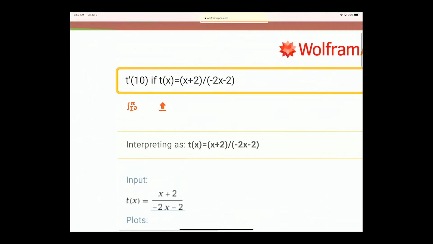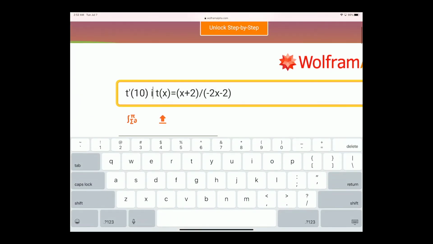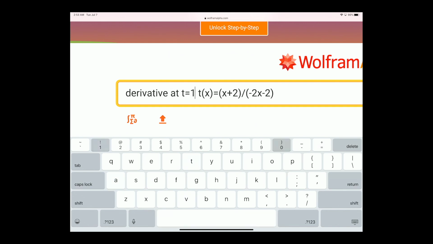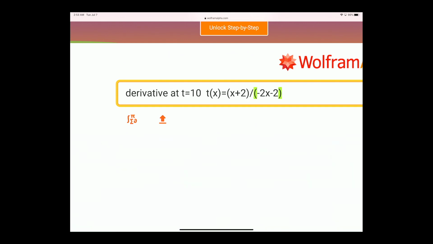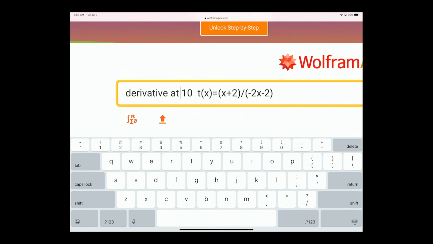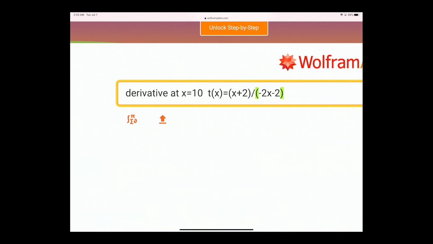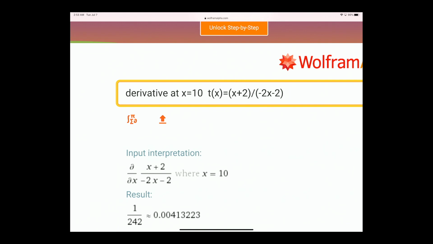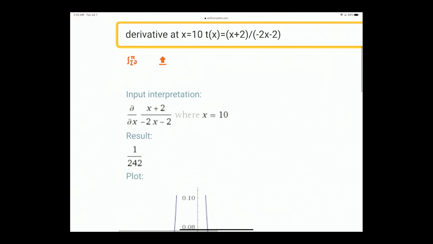It really can do the derivative. Derivative at t equals 10. Oh, wait, it's x equals 10. Derivative at x equals 10. Okay, if this doesn't work, we're going to Symbolab. Oh, finally. It did it. Okay, 2 over 242.